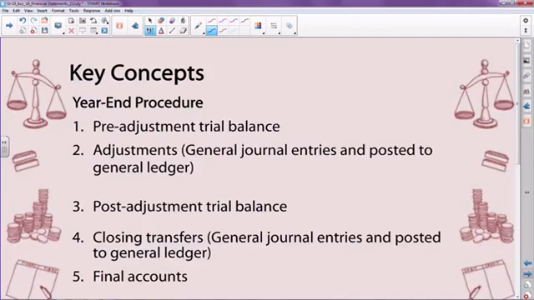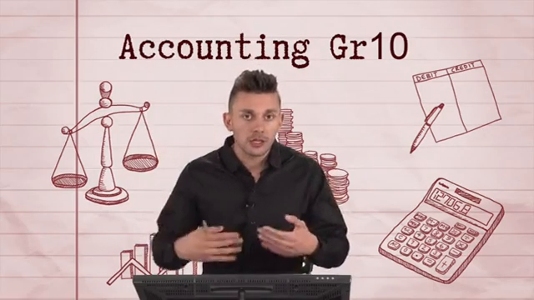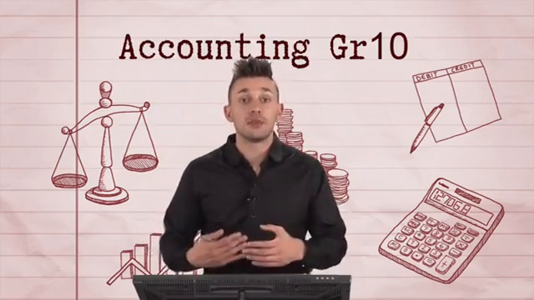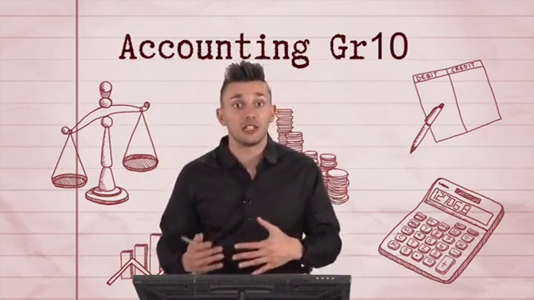We need to do the pre-adjustment trial balance. And this is the first thing we will do. What is a pre-adjustment trial balance? It's before any adjustments took place. So what we'll do is we'll do a normal trial balance. It's just now called a pre-adjustment trial balance, and that means we didn't adjust any figures with any adjustments yet.